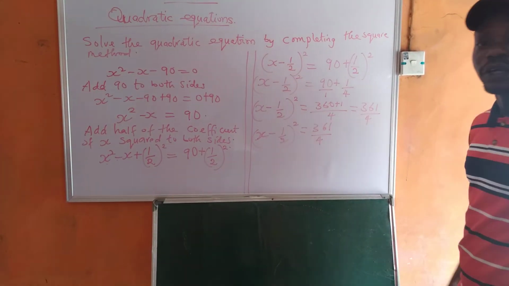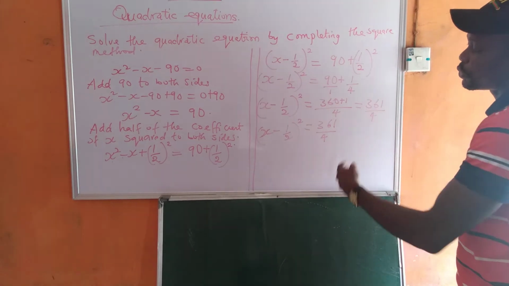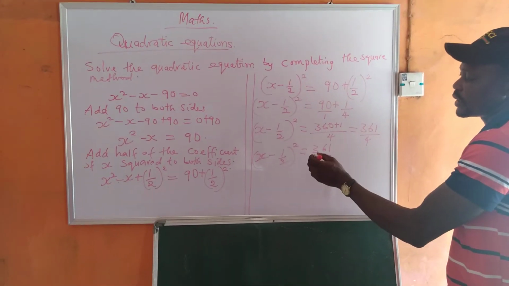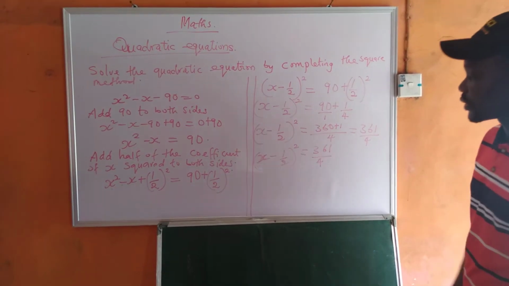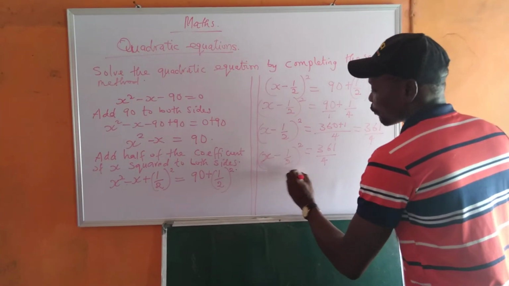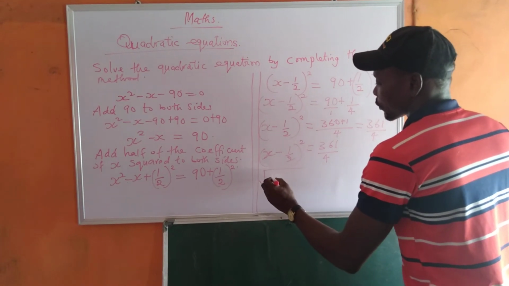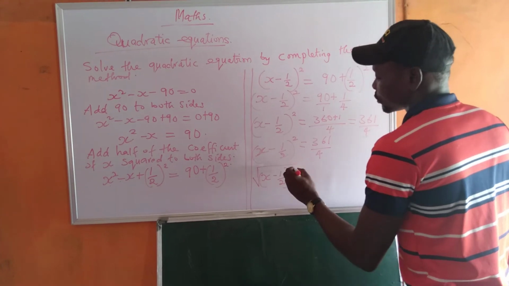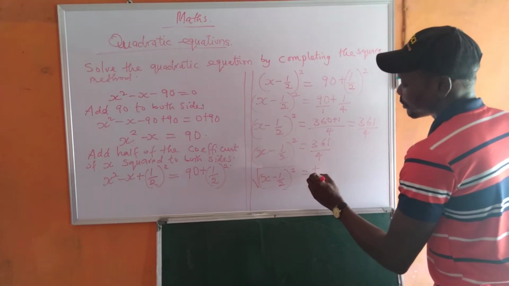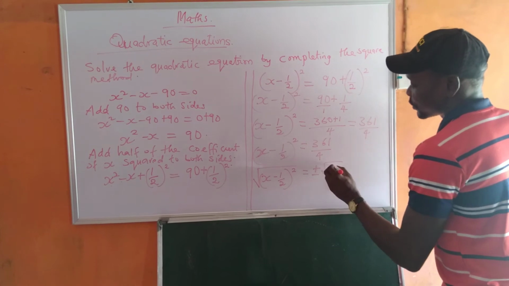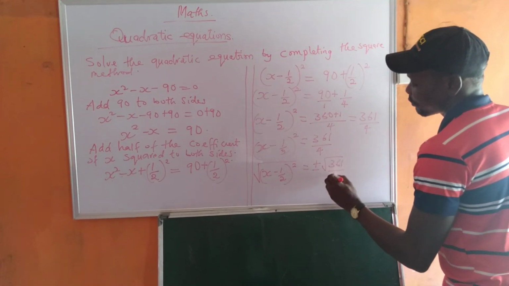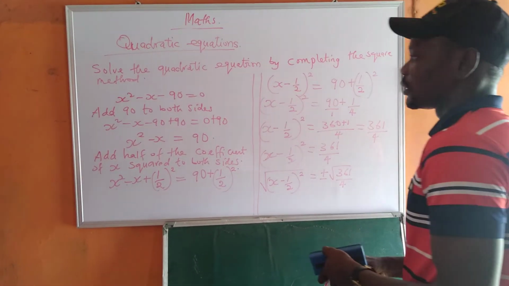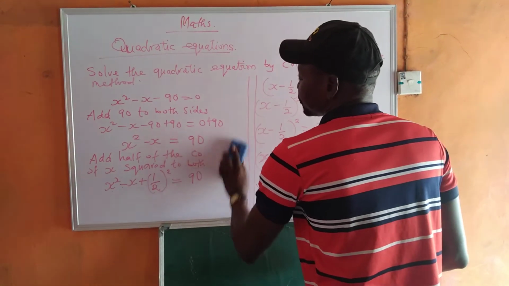So getting to this place now, how do we make this square to disappear? What you need to do is take the square root of both sides. Now, by the time you are taking the square root of both sides, you are adding plus or minus to this side as well. So it will now be the square root of x minus 1 over 2 all squared is equal to plus or minus the square root of 361 all over 4. So let's clean this side so that we can have some space here.